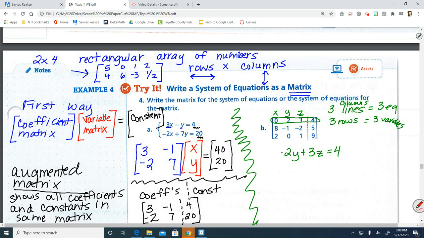Okay, the second equation will be 8x minus 1y minus 2z equals 5. It's the second row. The third equation will be 2x plus 0y plus 1z equals 9. And again, anytime you have a 0 as a coefficient, we're not going to write it because it's understood to be there. So you'll just see 2x plus z equals 9. And this is our system.